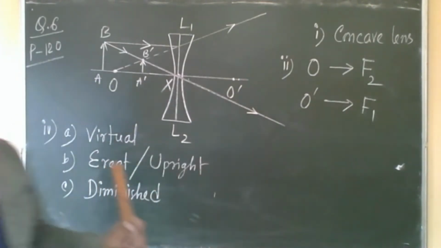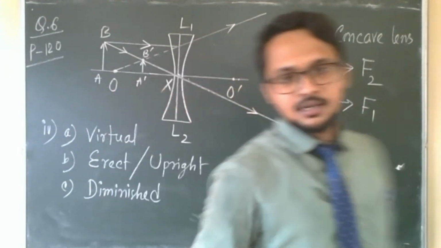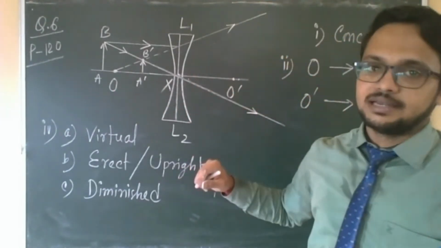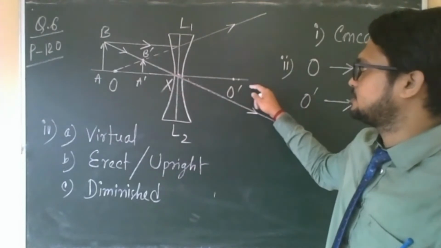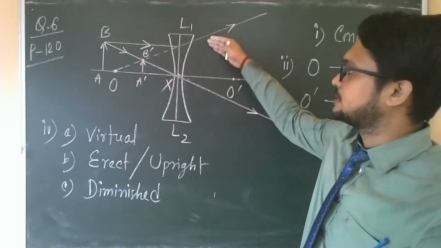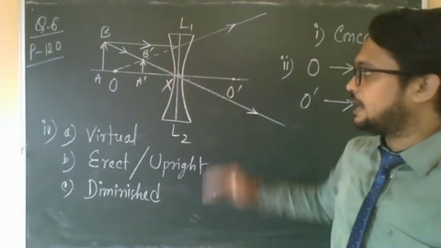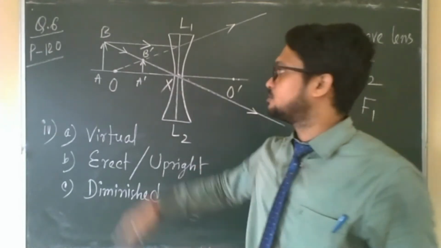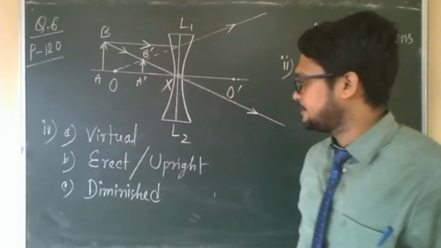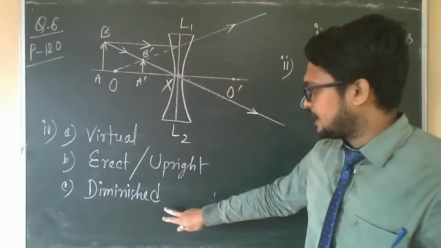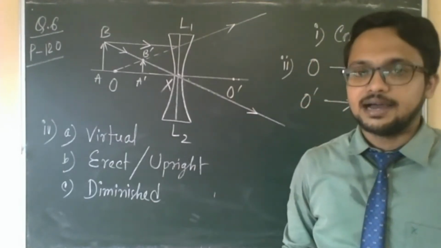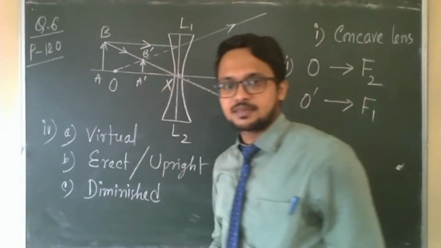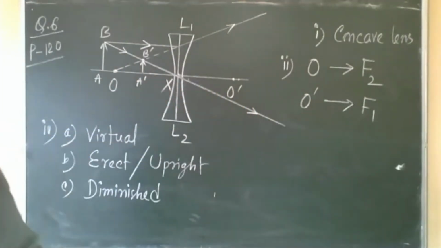Second point is the orientation of the image. With respect to the principal axis, whether the image is lying above the principal axis or below. Above means erect, below means inverted, because we take the object on this side of the principal axis. And the third point tells us about the height, the size of the image. So it is diminished. Clear? So this is question number 6.